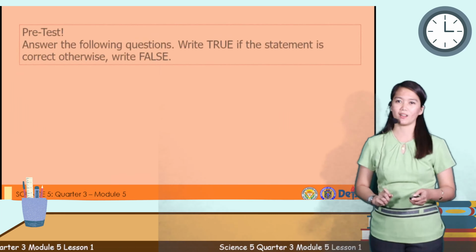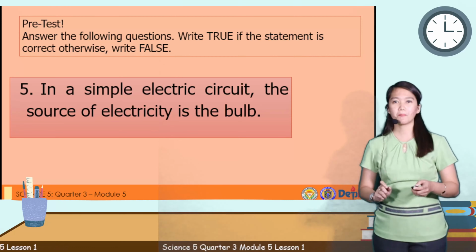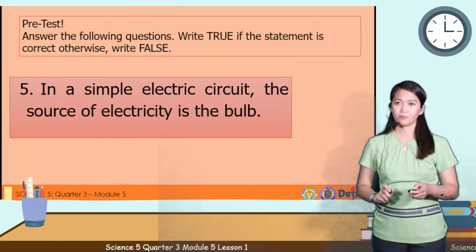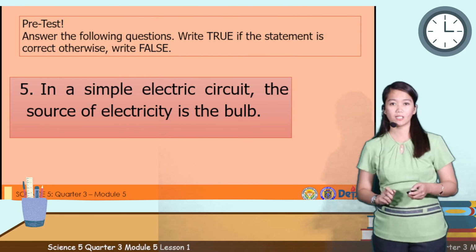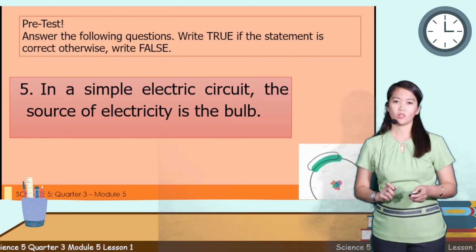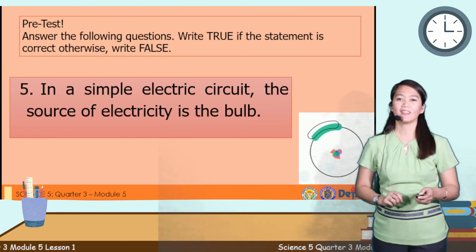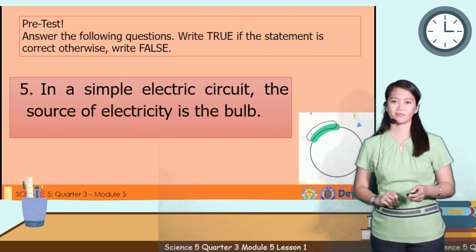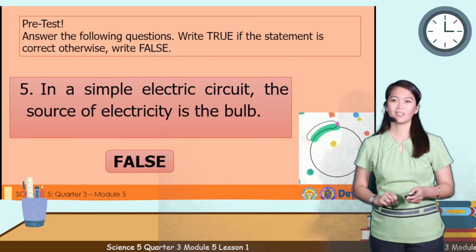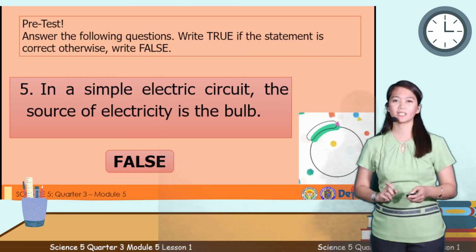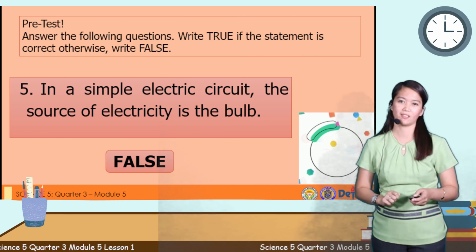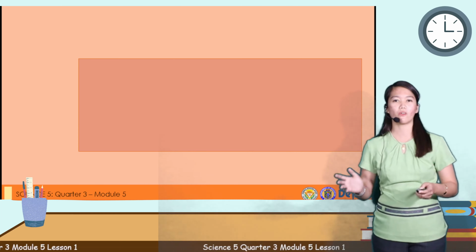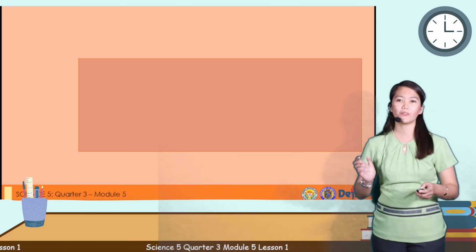And the last one. In a simple electric circuit, the source of electricity is the bulb. Your time starts now. If your answer is false, then you are correct. Now, if you got all the correct answers, then you are very good.